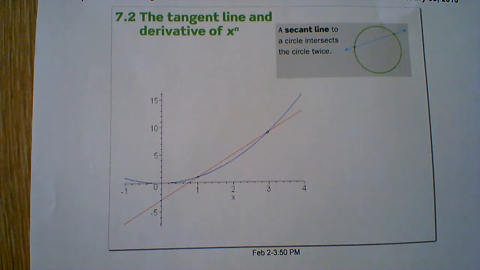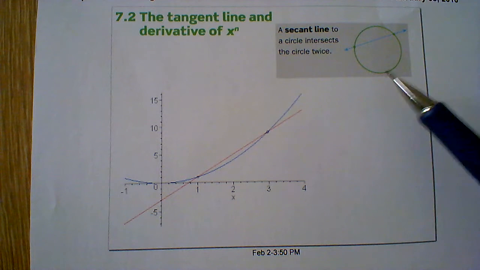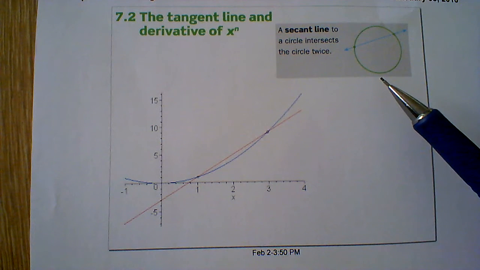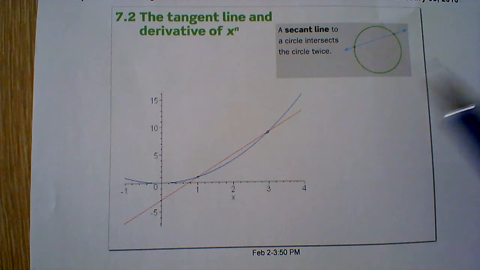All right, so the first thing we're going to talk about today is something called the secant line. Did you guys talk about that in geometry? Does that sound familiar? Okay. So I put an example up here that shows what a secant line is. And that is a line that goes through, in this case, a circle at two different points.